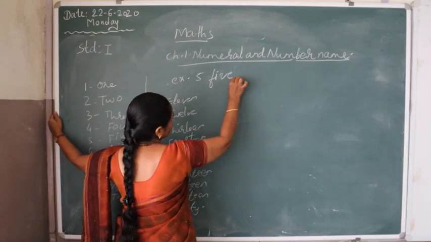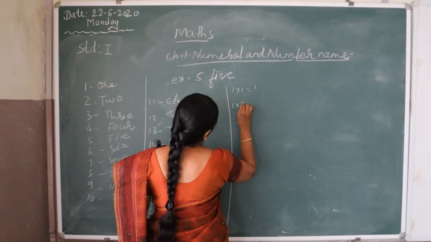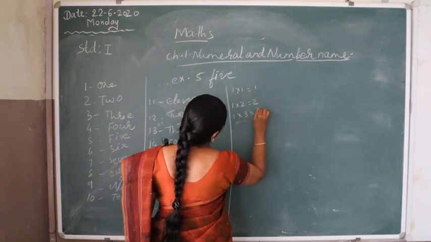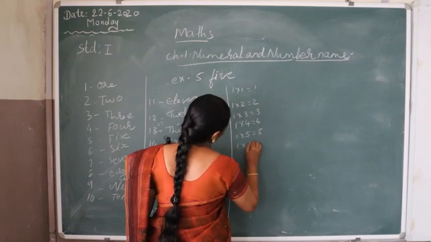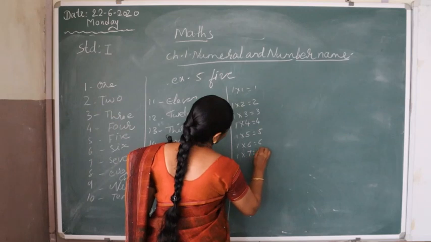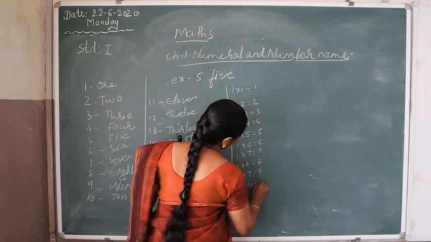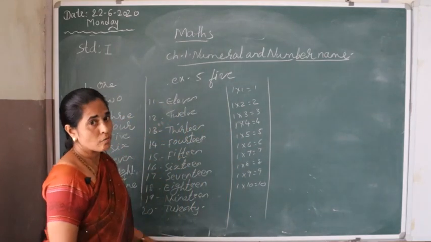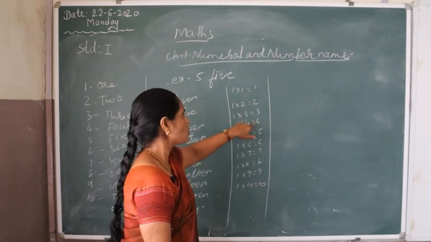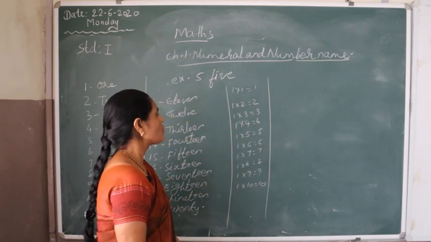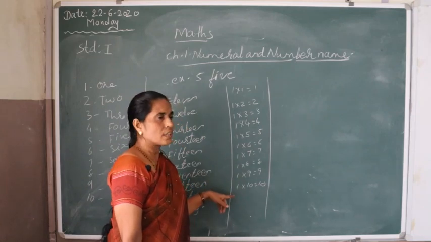Next one is here, tables. Already you have learned tables 1 to 5 in senior KG also. Then tables, table of 1 is here. 1 1s are 1, 1 2s are 2, 1 3s are 3, 1 4s are 4, 1 5s are 5, 1 6s are 6, 1 7s are 7, 1 8s are 8, 1 9s are 9, 1 10s are 10.